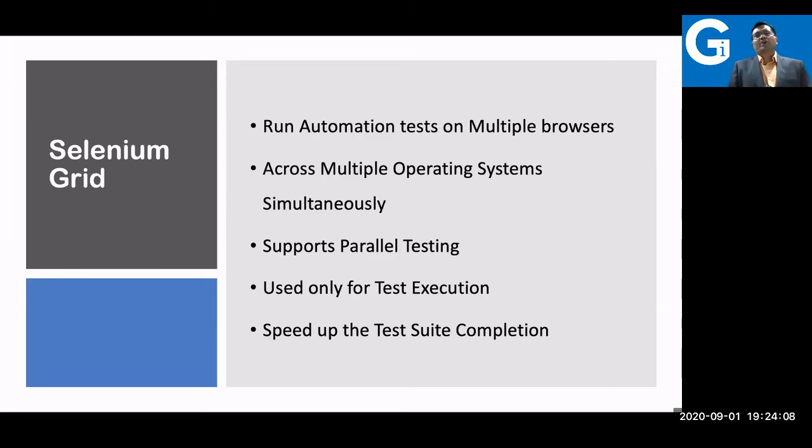And this is very important because this is the fourth and the most important component, and we should know when to go for the Selenium Grid component. This is the component for running automation tests on multiple browsers across multiple operating systems simultaneously. If you want to do automation testing, since there's parallel execution, the Selenium Grid is for parallel execution.